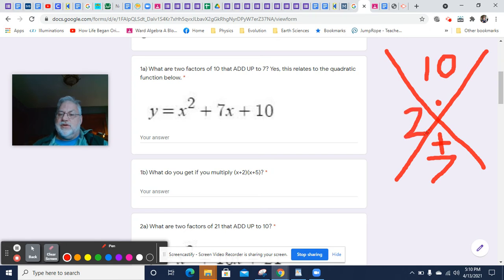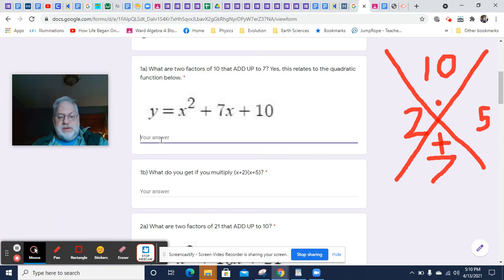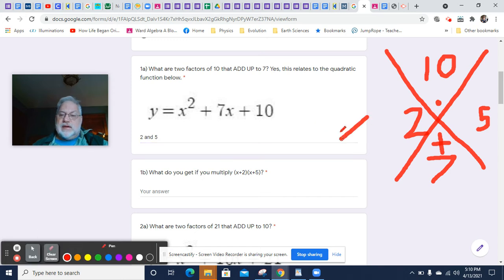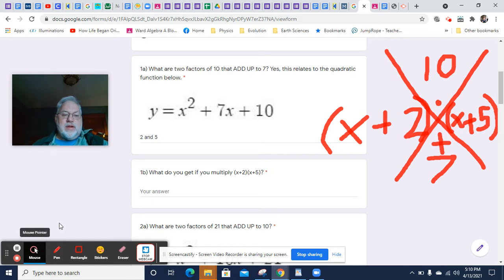Well, you might have thought of 2 and 5. And there you go. Those would be the ones. 2 and 5 add up to 7, but they multiply to make 10. Okay, and I can go ahead and do this. x plus 2, and then x plus 5. So it turns out those are the two linear factors that make this quadratic polynomial.